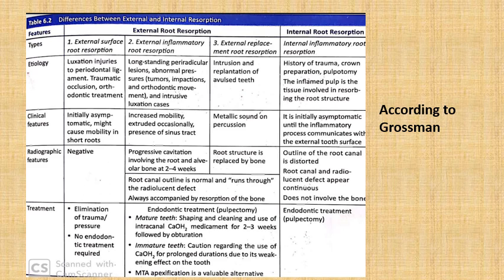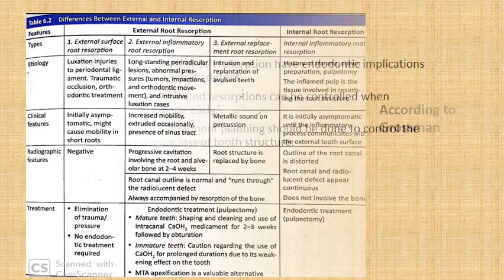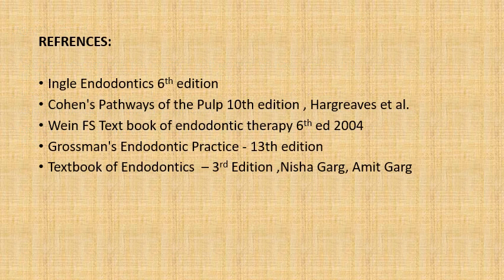And in external resorption, your root canal outline is normal and it runs through the radiolucent defect. Whereas in internal resorption, the root canal outline is completely damaged. It's distorted. That's it. So this tabular column is very important. It's given in your book. These are the references.